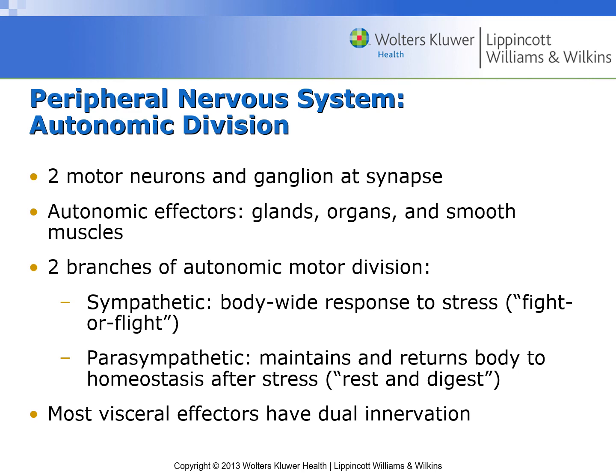Now let's discuss the autonomic division of the peripheral nervous system. There are two motor neurons and a ganglion at the synapse. The autonomic effectors are the glands, the organs, and smooth muscles. There are two branches of the autonomic motor division: the sympathetic, which is the body-wide response to stress, fight or flight, and the parasympathetic, which maintains and returns the body to homeostasis after stress, rest and digest. Most visceral effectors have dual innervation.